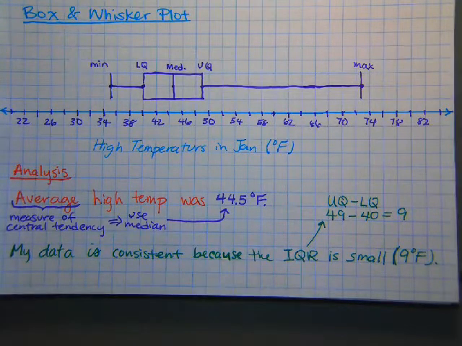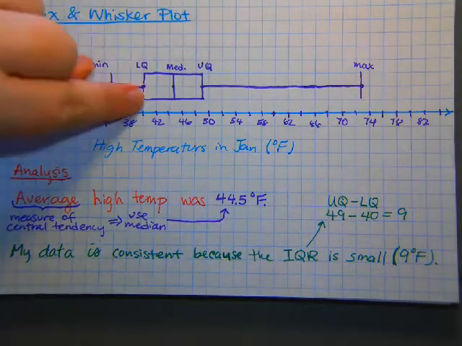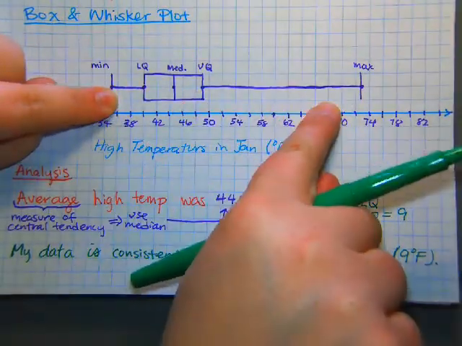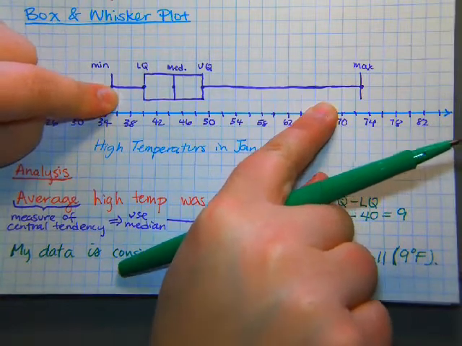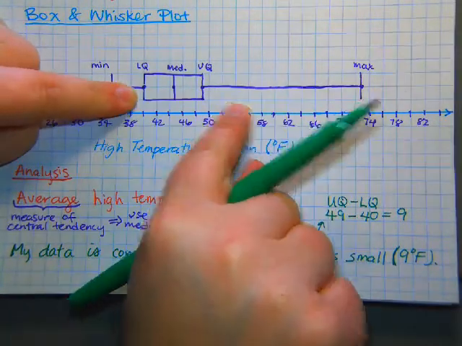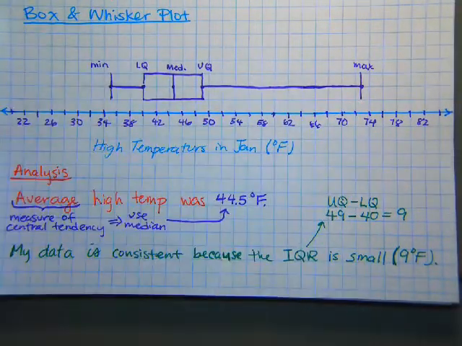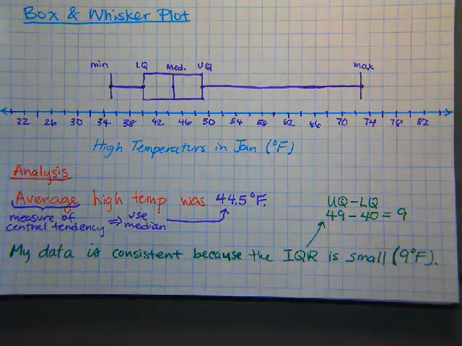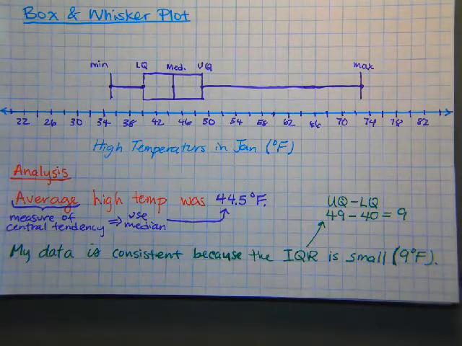Okay, so it is pretty consistent. Now, if that interquartile range is huge, then it probably wouldn't be very consistent. There'd be a lot of variation in our data. But the last question is, is there an outlier? And how do I know?